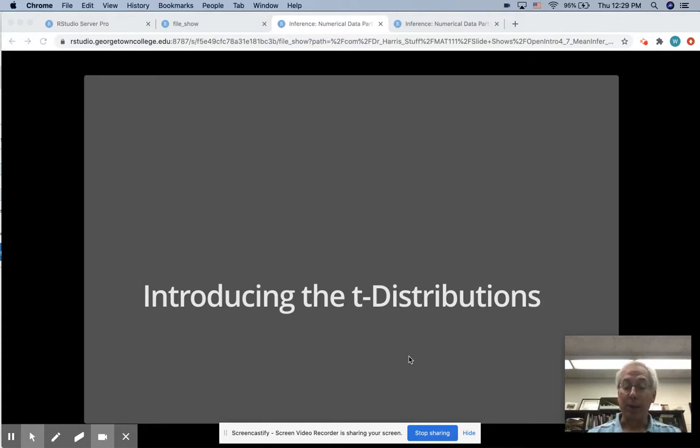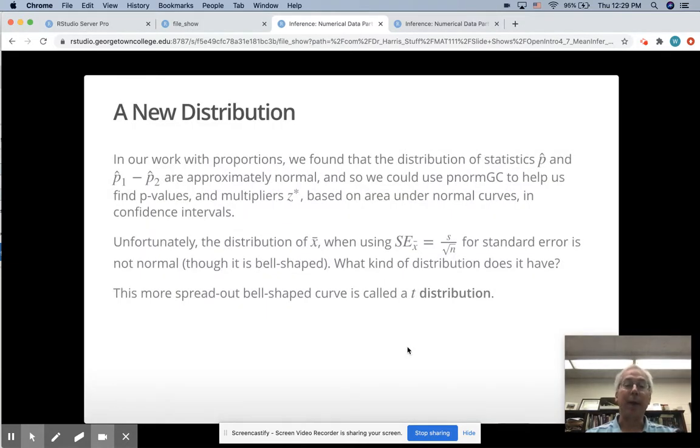And so in this slideshow, we're going to start off by talking about what that new distribution is, and then we will work some examples involving confidence intervals where we use this new distribution. And so these distributions are called T distributions. So let's go ahead and get started on that.